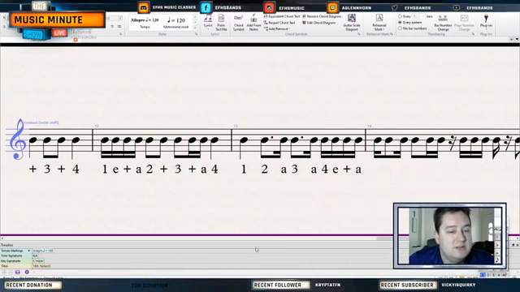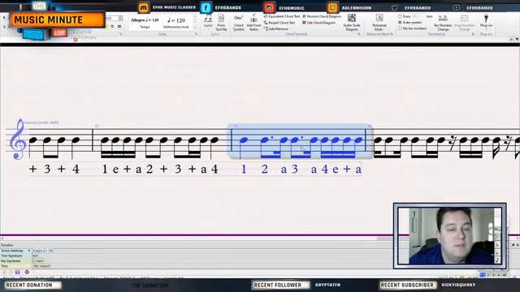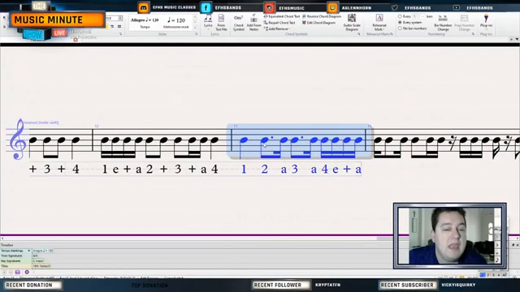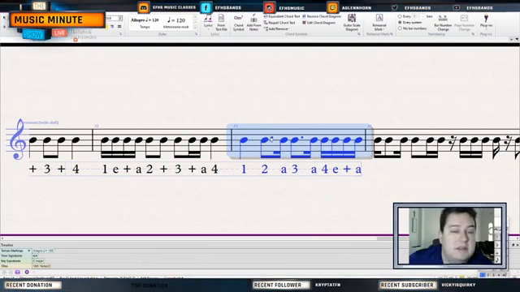So getting back to measure 13 here, we have 1, 2, a 3, a 4E, and a 1, 2, a 3, a 4E, and a 1, 2, a 3, a 4E, and a. The E and is included in these dotted eighth notes.